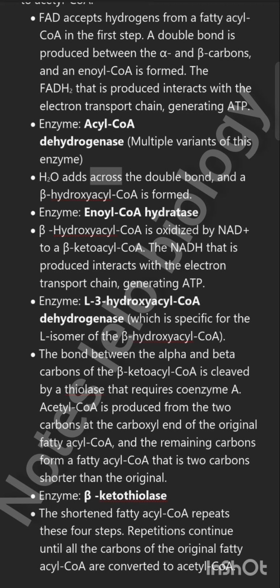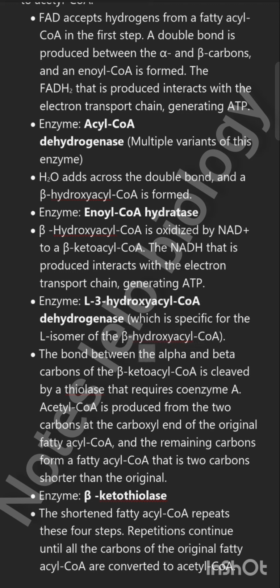H2O adds across the double bond, and a beta-hydroxyacyl-CoA is formed. Enzyme: enoyl-CoA hydratase. Beta-hydroxyacyl-CoA is oxidized by NAD+ to a beta-ketoacyl-CoA. The NADH that is produced interacts with the electron transport chain, generating ATP. Enzyme: L-3-hydroxyacyl-CoA dehydrogenase, which is specific for the L isomer of the beta-hydroxyacyl-CoA.